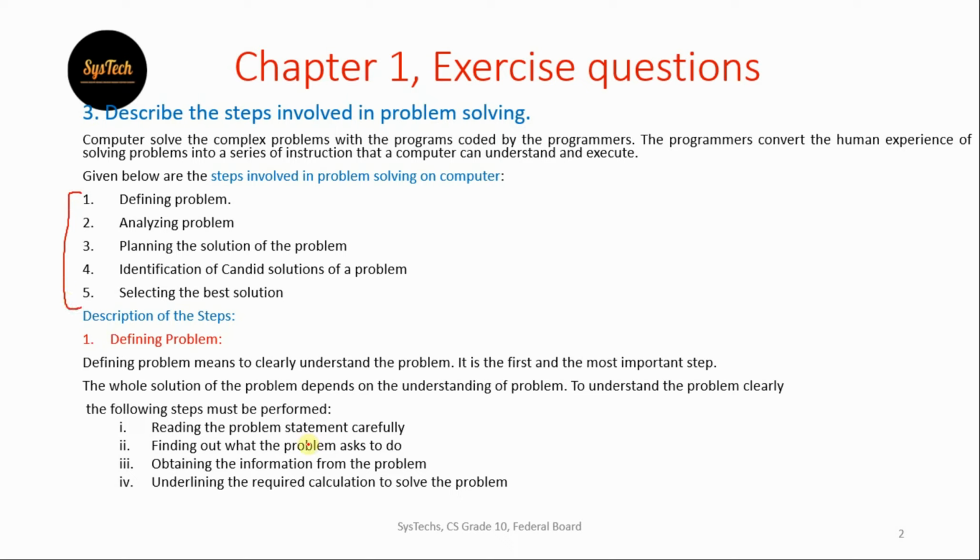So first step is defining the problem. Defining the problem means read the statement carefully and get as much information as possible from the statement of the problem. So how can you do this? First of all, read the problem statement carefully. Step number 2, find out what the problem asks to do, obtain the required information, and then understand what calculation is required in the problem.